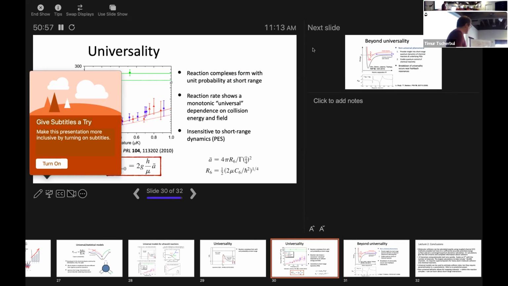You have to have either reduced mass change or C6 change. And there's a one over four power, a fourth root, right? So to change the reaction rate by a factor of 10, you have to change C6 by 10,000. So that's not feasible, right? There's no room for control, no room for short range, no room for anything in this model. So yes.